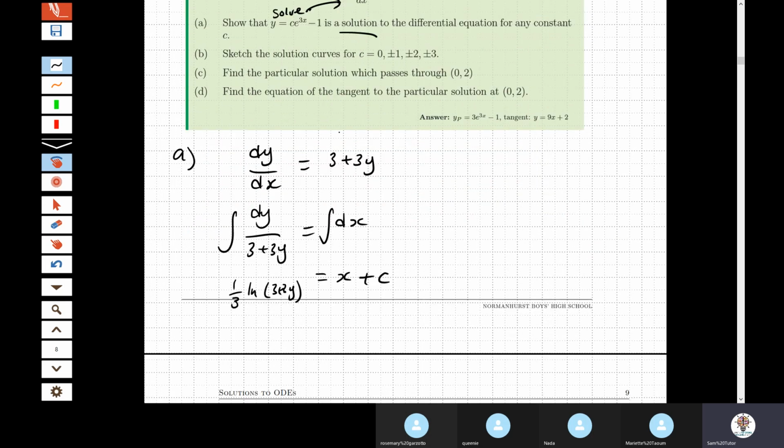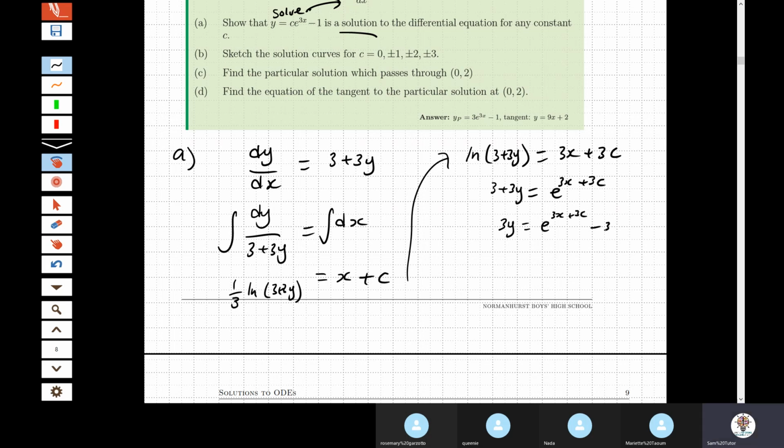Okay. Anyways, I'm at this last line. What do you do now? We're going to multiply obviously by 3. So I get log 3 plus 3y is equal to 3x plus, let's call it 3c for now. Then what do you do to get rid of the log? Exponential it. We have e 3x plus 3c, and then obviously take away 3, divide by 3.